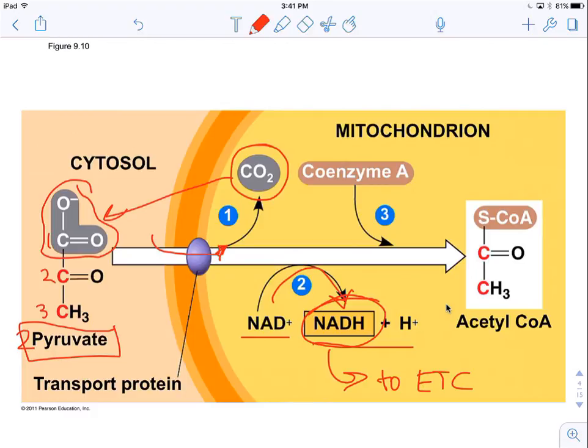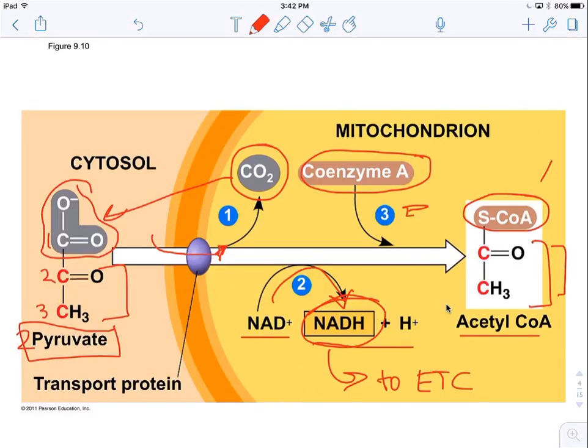The third step is the addition of coenzyme A where that carbon dioxide molecule was. And if you look, this part of the molecule is the same, but that carbon dioxide is replaced with coenzyme A. And so at the end of this process, we have a molecule called acetyl CoA, which is this acetyl group right here, and a molecule of CoA. And now acetyl CoA is the substrate for the citric acid cycle.